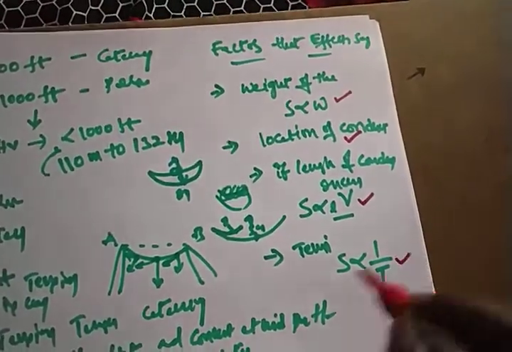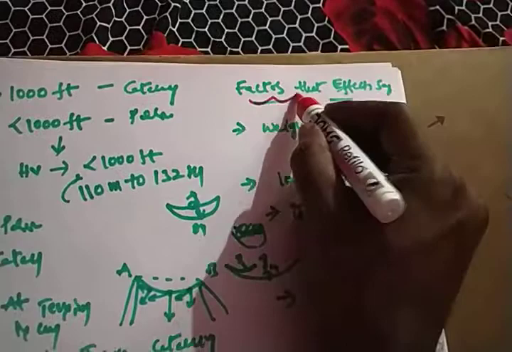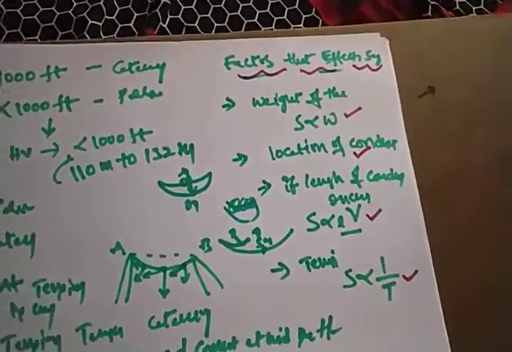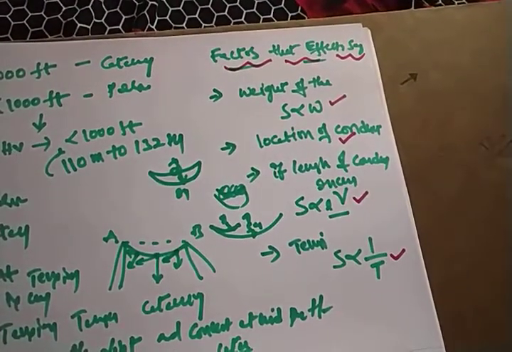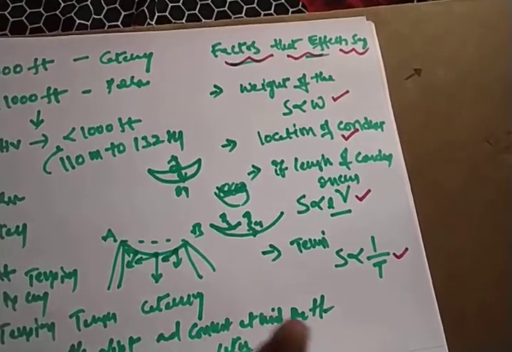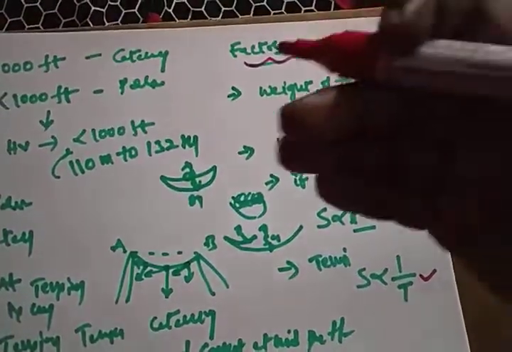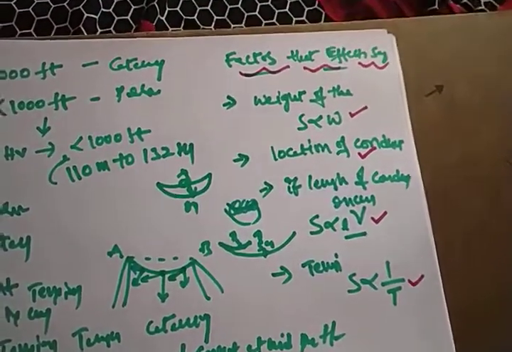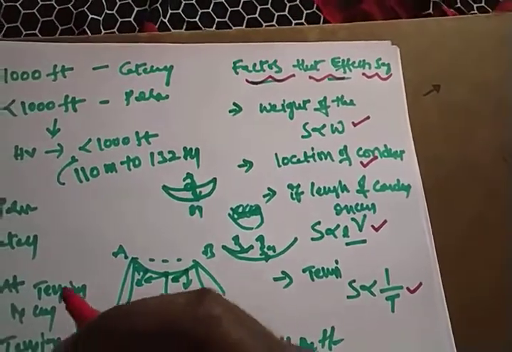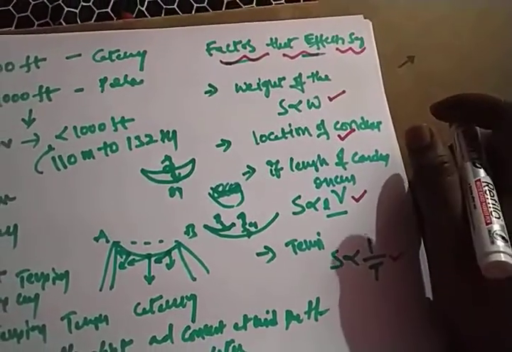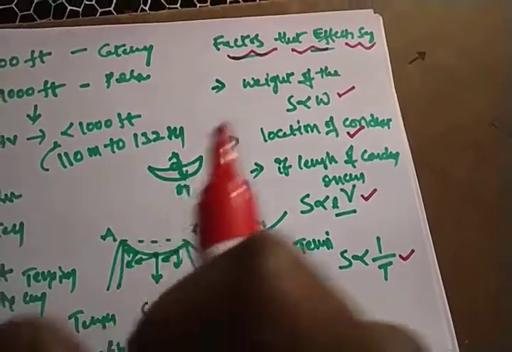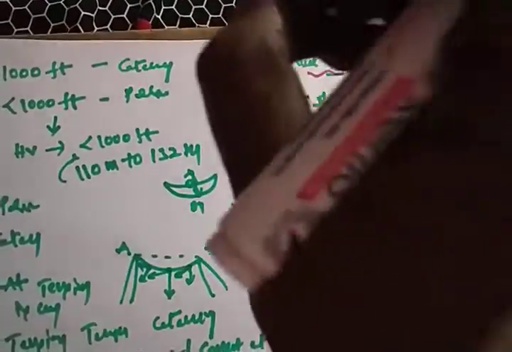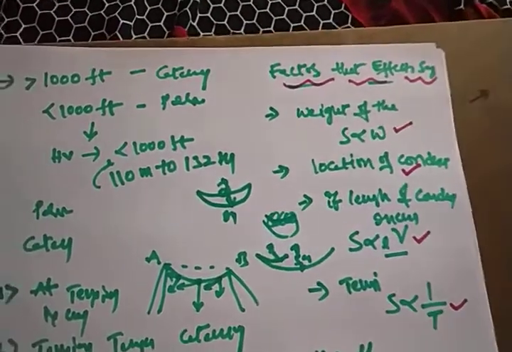You know about the tension. If the tension is going to increase, automatically the sag is going to reduce. If it is tightly pulled, the sag will reduce. But we don't have that much tension. So we must ensure that the perfect sag is maintained in order to erect a perfect design of a transmission system.